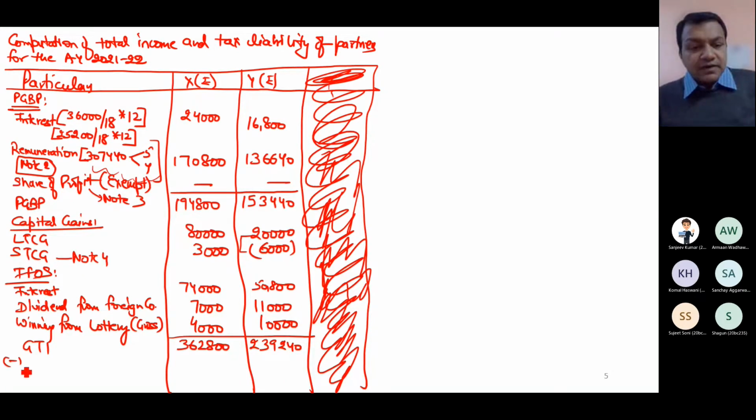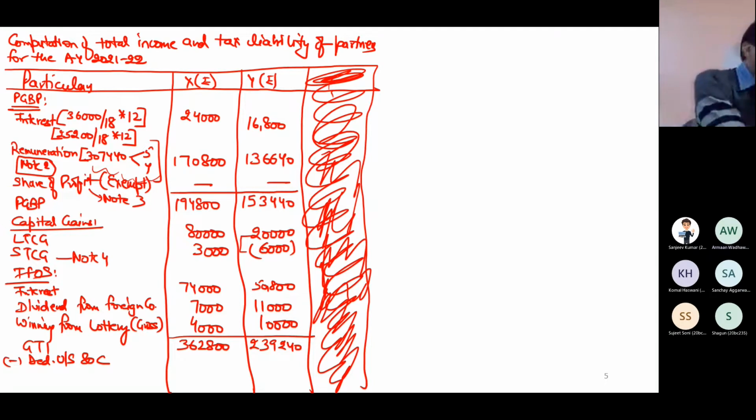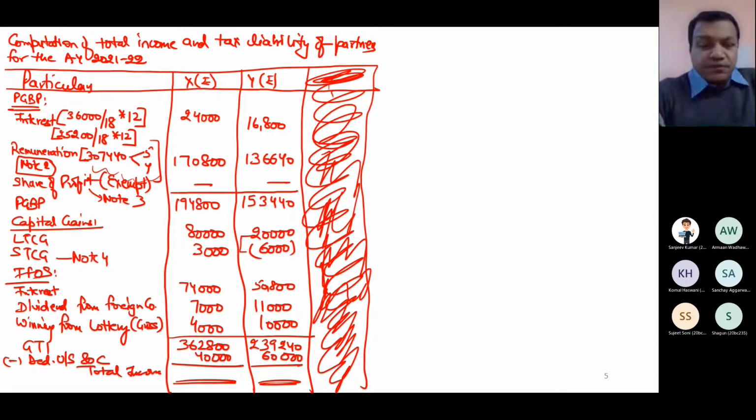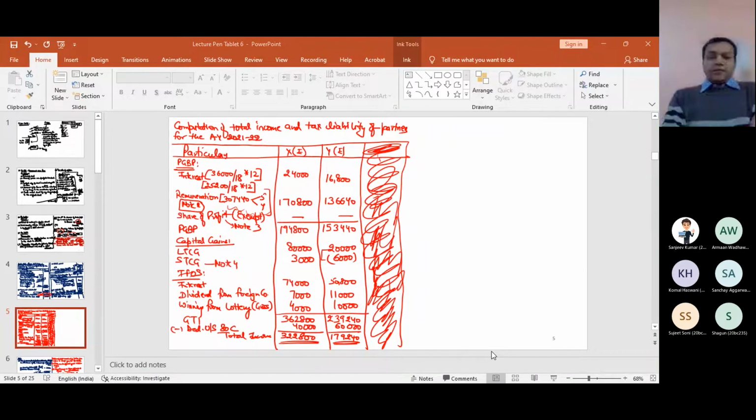After this deduction, can you tell me which deductions are available? Any answer? 80C. Contribution towards home loan account of National Housing Bank 40,000 and 60,000. This is what my 80C. Total income, on this I will pay the tax now. It is 320,800, 322,800, and it is 179,400. Till this point, if you have any problem, please ask me. Otherwise, raise your hands. Till this point, there is no problem.